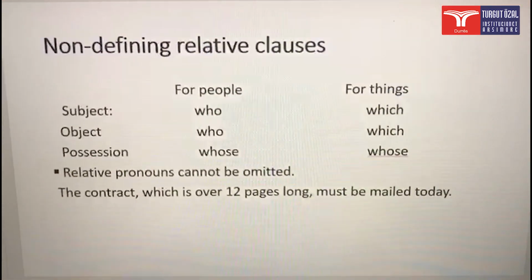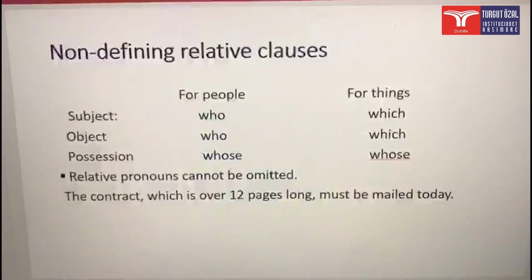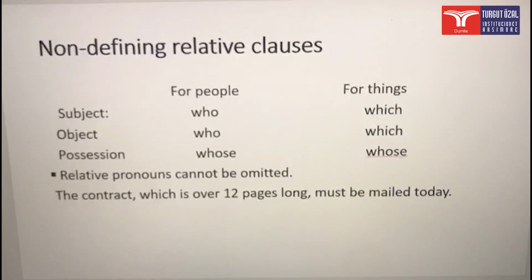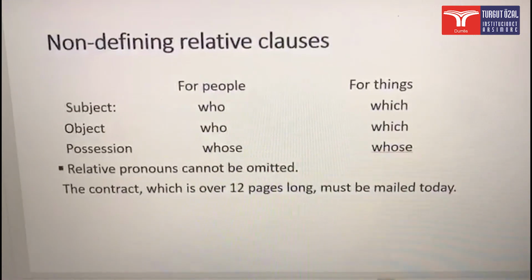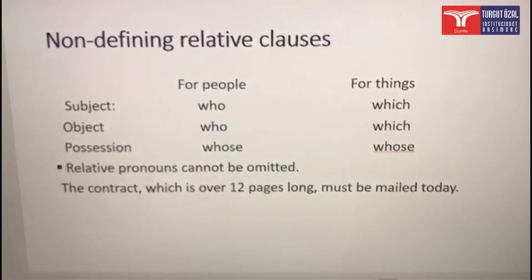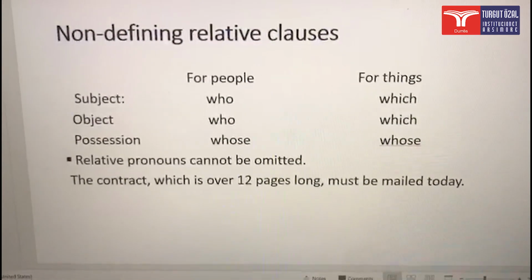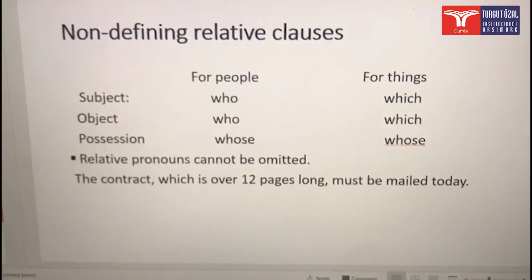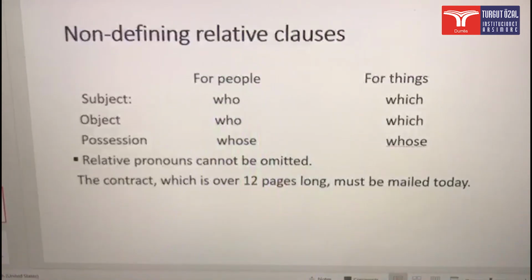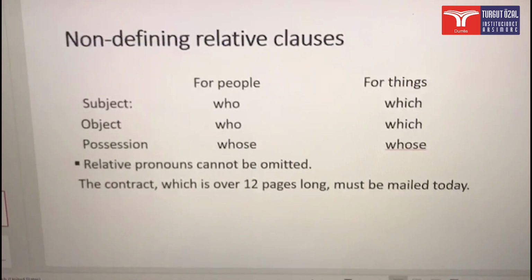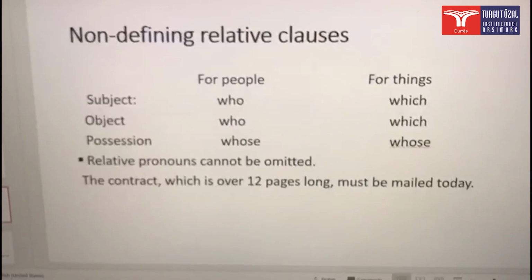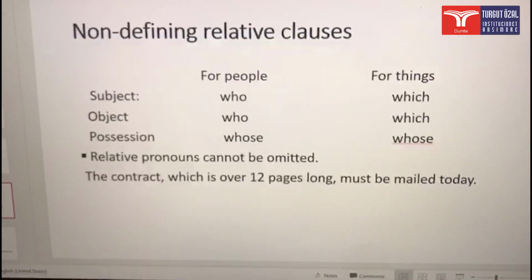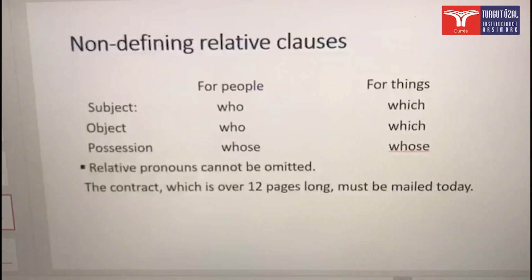So for non-defining relative clauses, we use these relative pronouns. When it is the subject for people, we use who. For things, which. When it is the object for people, we use who. For things, which. And to show possession, we use whose. Relative pronouns cannot be omitted. For example, the contract, which is over 12 pages long, must be mailed today. So we cannot remove which because it's necessary in this case.